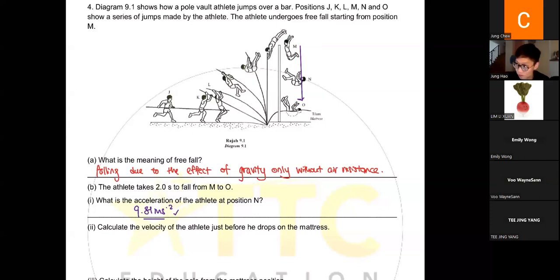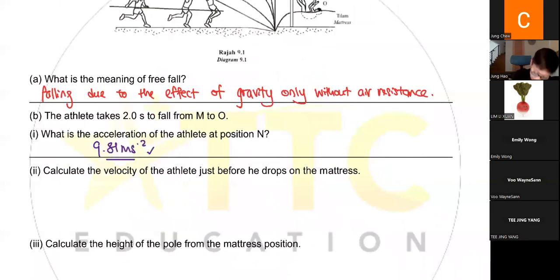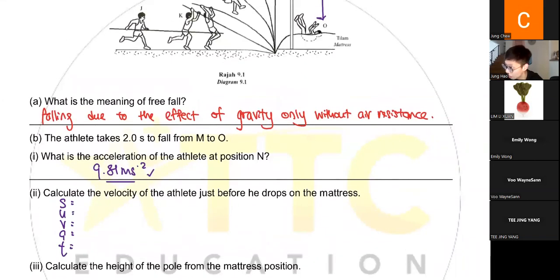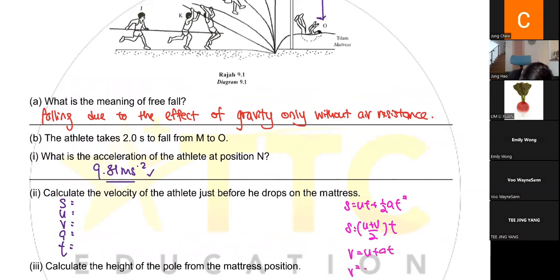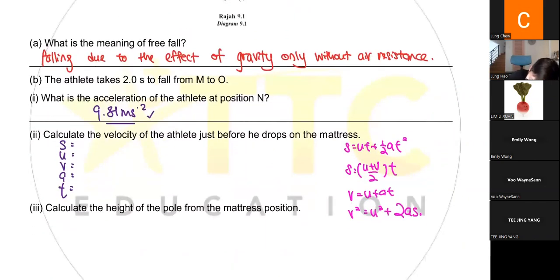Now, for me, if you have been following me for some time, I call this the SUVAT. So what is SUVAT? SUVAT is whereby you just use these 4 formulas to help you solve your answer. The formulas are: S equals UT plus half AT squared, S equals U plus V over 2 times T, V equals U plus AT, and V squared equals U squared plus 2AS.